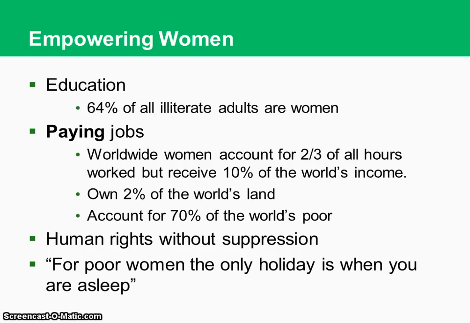And again, how do you empower women? The best way is through education. 64% of all illiterate adults are women, so you can see there a discrepancy. Women need paying jobs to be empowered. Worldwide, women account for 2/3 of hours worked, but receive only 10% of the world's income. They own only 2% of the world's land and account for 70% of the world's poor. So there is a huge discrepancy between what women have and what men have.